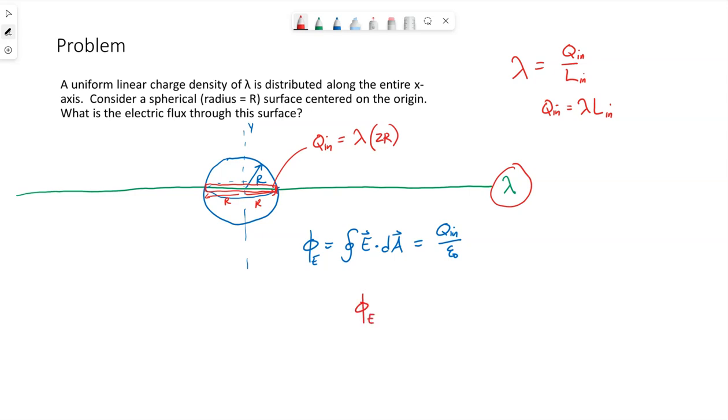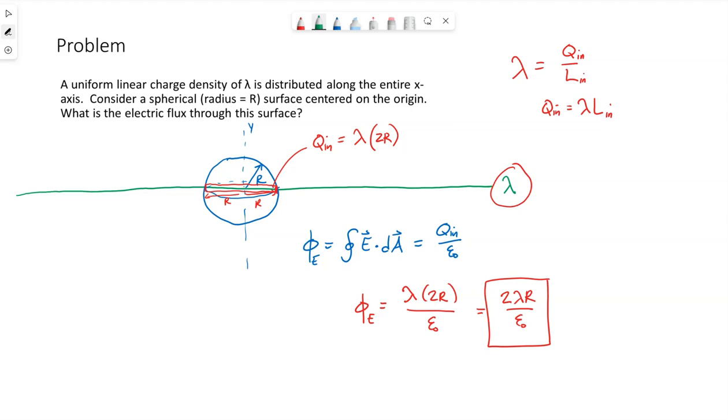So our electric flux will be lambda times 2r over epsilon naught. We could, of course, write this as 2 lambda r over epsilon naught. This would be the electric flux through this spherical surface. So we would just need to know the value of the linear charge density and the radius of the sphere.